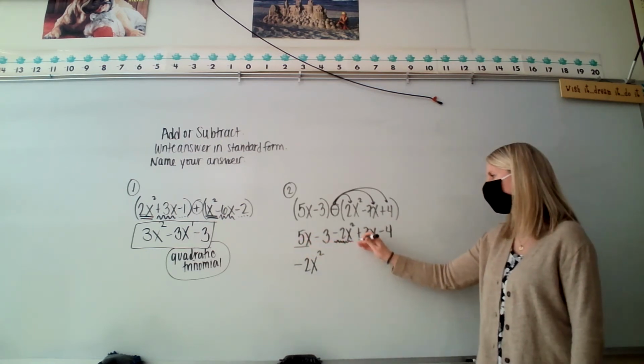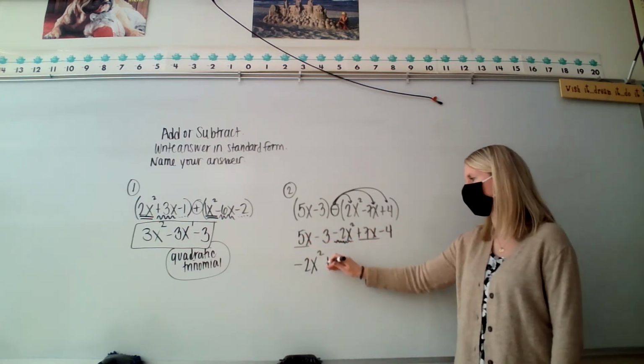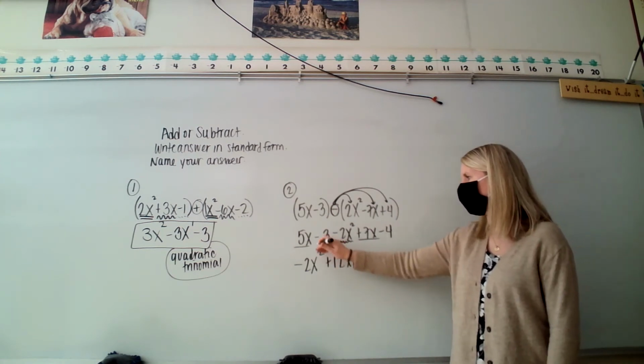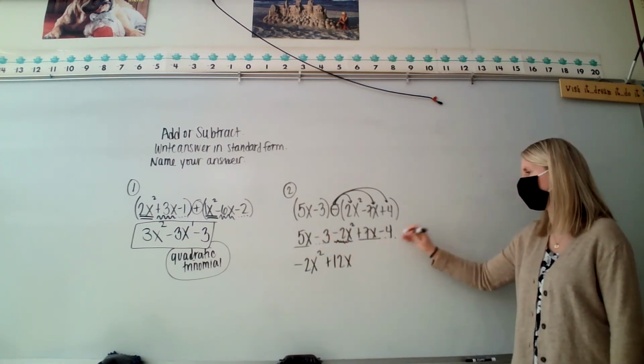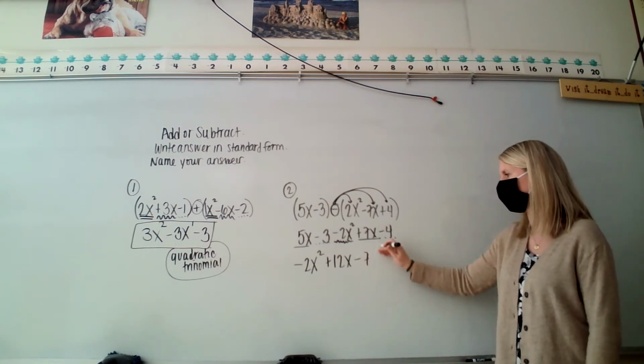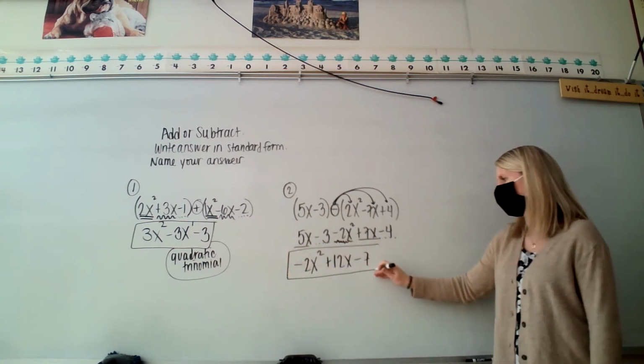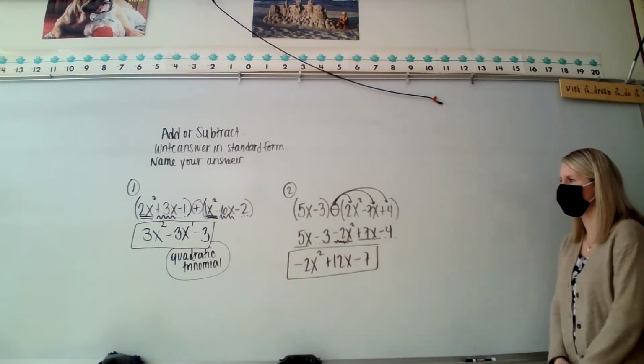Then I got the 5x. I got the 7x. That gives me 12x. And I got negative 3 minus 4, and that will give me negative 7. So that would be my final answer, my polynomial.